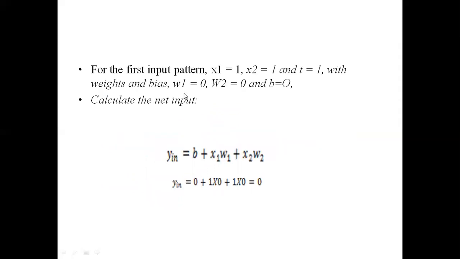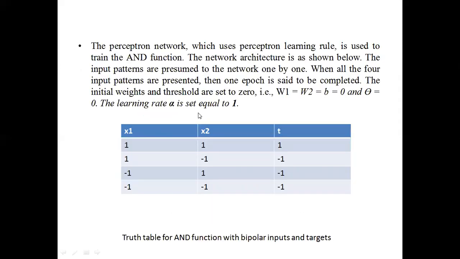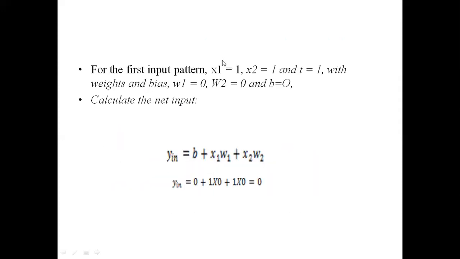So next, for the first input pattern, that is x1 is equal to 1 and x2 is equal to 1 and t is equal to 1. If we go through the previous slide, that is the truth table, the first row of the truth table, x1, x2 and t, here we have seen that x1 value is 1, x2 value is 1 and t value is 1. Therefore, we consider the first case, that is x1 is equal to 1, x2 is equal to 1 and t is equal to 1 with the weights and bias w1 is equal to 0, w2 is equal to 0 and b is equal to 0. That we also established initially.